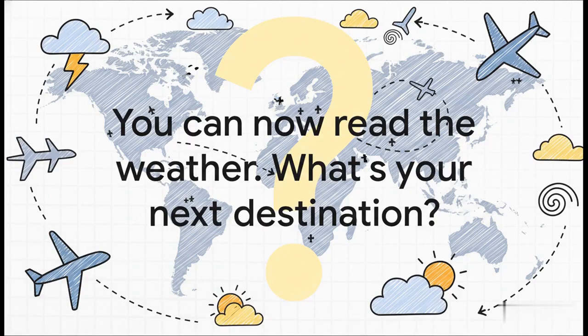And there you have it. You've just learned to translate the language of the sky. This skill opens up a real-time weather map of airports all around the globe. So the only question left is, where are you going to go first?